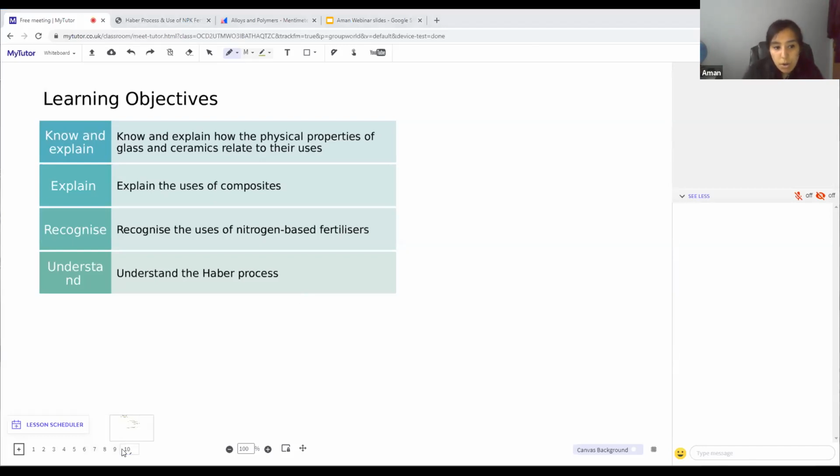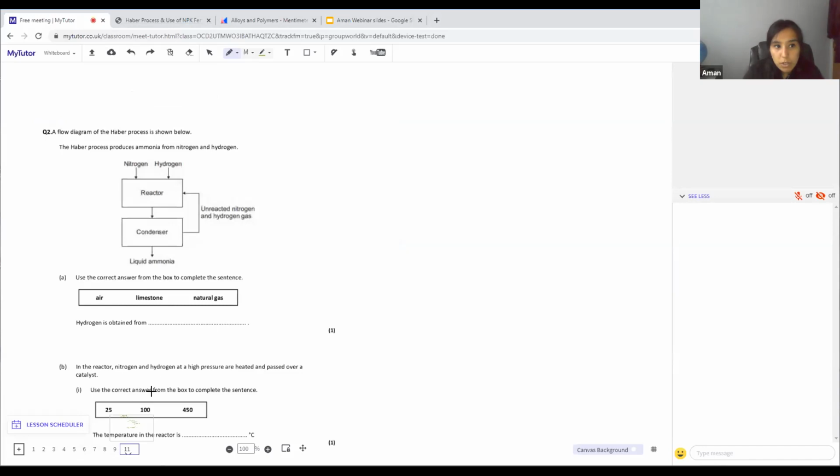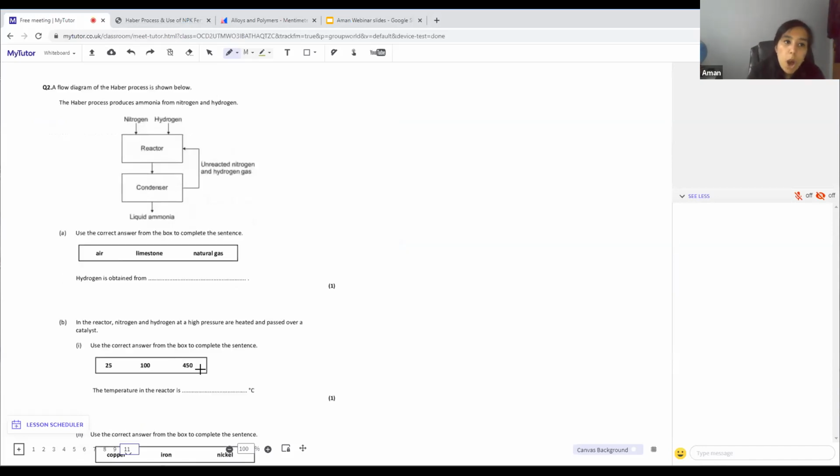Okay, so let's do some exam questions. Okay, so a flow diagram of the Haber process is shown below. The Haber process produces ammonia from nitrogen and hydrogen. Where does hydrogen come from?